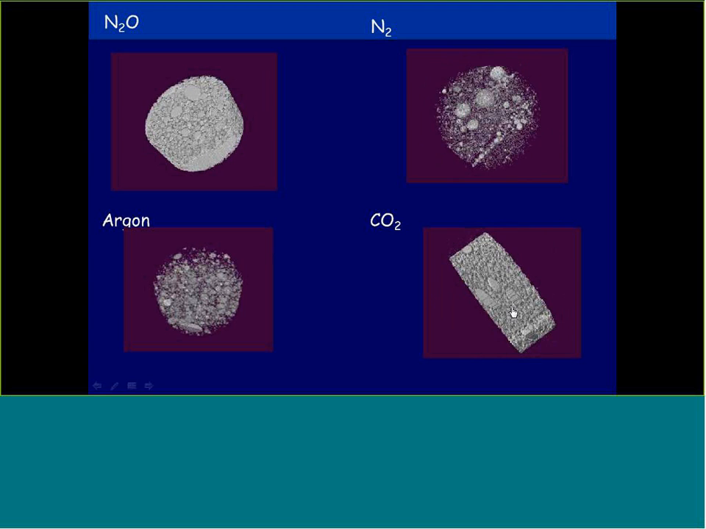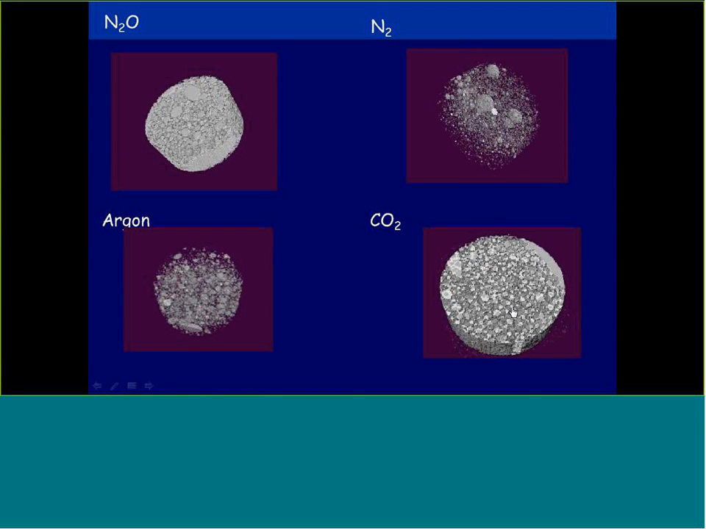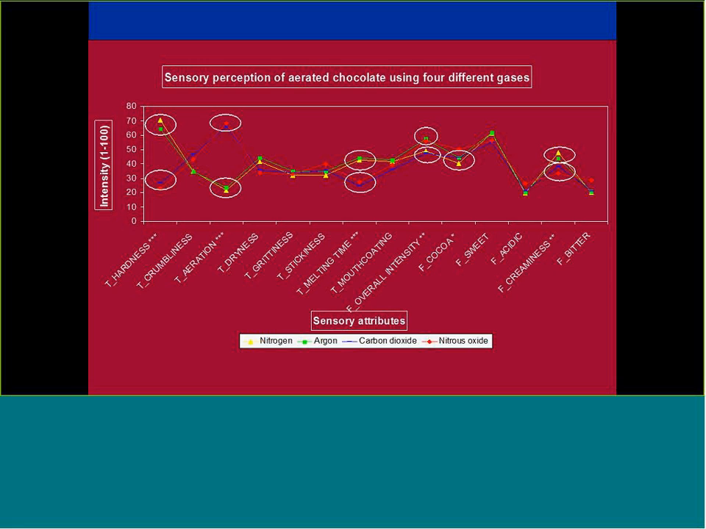Most bubble size distributions in food products are normal distributions, and you can always calculate a statistical mean and standard deviation. Now, I also presented the chocolate to a panel, and we got this response. To the left side, we have texture attributes. To the right side, we have mouthfeel and flavor attributes. And you see that the argon and the nitrogen are essentially the yellow and the green.